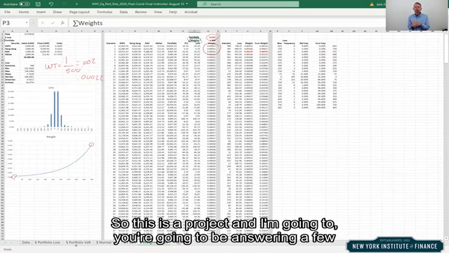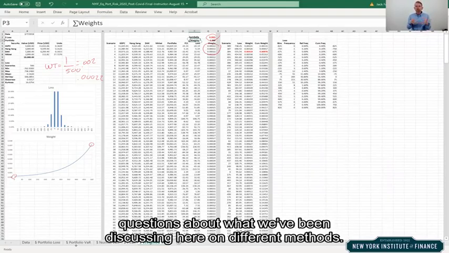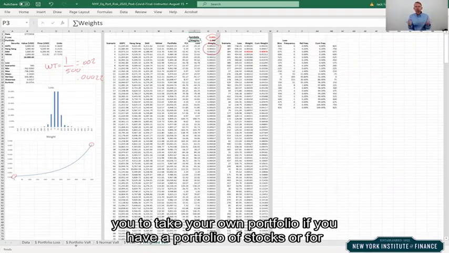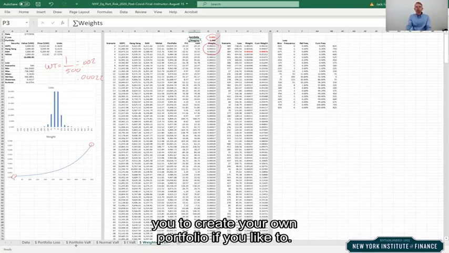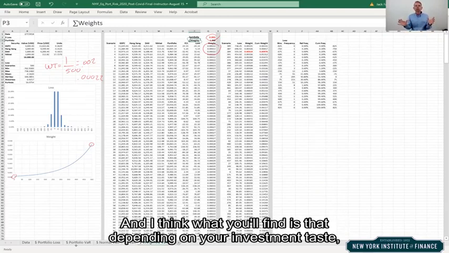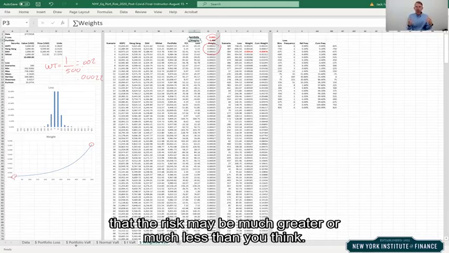So this is a project, and you're going to be answering a few questions about what we've been discussing here on different methods. And what I'd like for you to do is take your own portfolio, if you have a portfolio of stocks, or create your own portfolio if you like, and try to use some of these methods to look at the risk in that portfolio. And I think what you'll find is that, depending on your investment taste, the risk may be much greater or much less than you think.